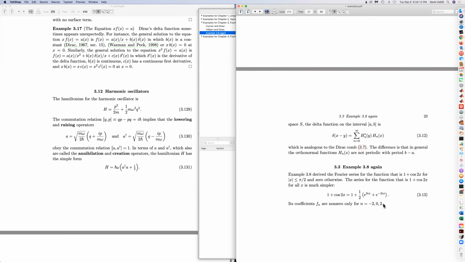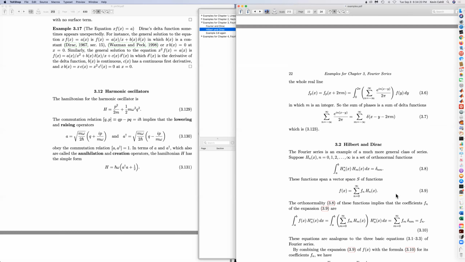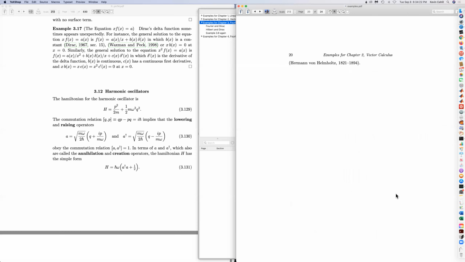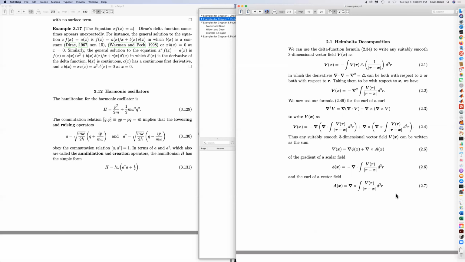Here's another example of a Fourier series for a smooth function. Okay, let me drop back and give you an example from chapter 2. This is an example that I cooked up just recently. And if there's ever a third edition of my book, this will go in the third edition in chapter 2.